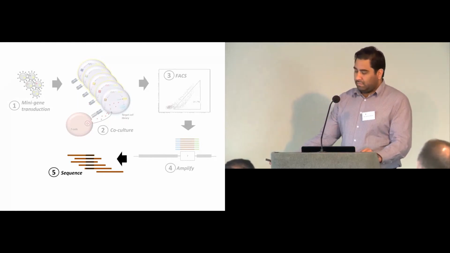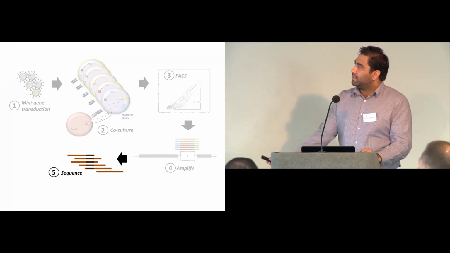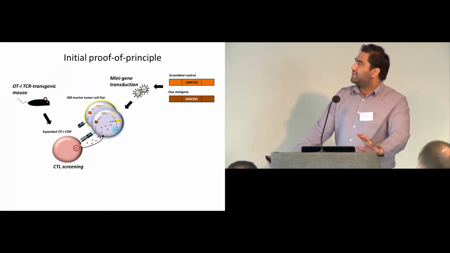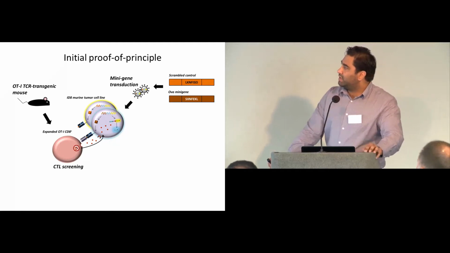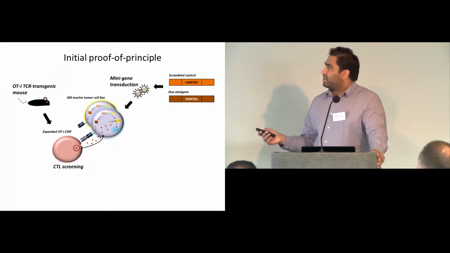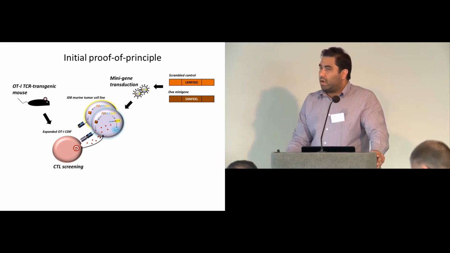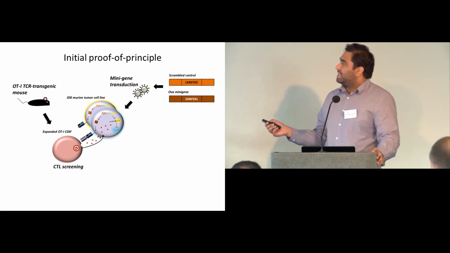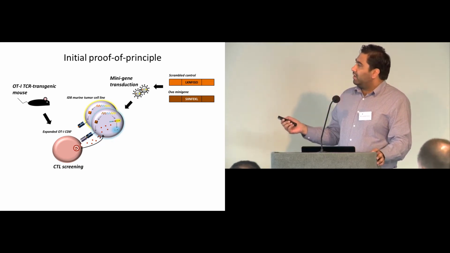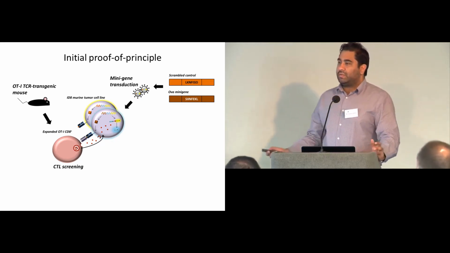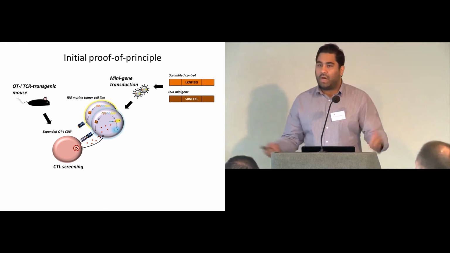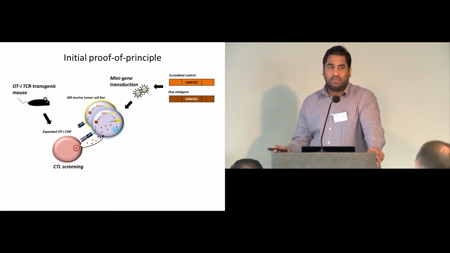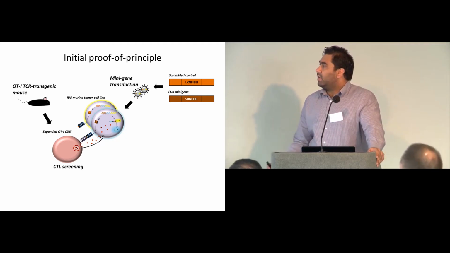To do the initial proof of principle, I didn't start with large libraries. Rather, I just started with two model minigenes. The first of which is derived from the chicken ovalbumin protein. It's just a fragment of that whole protein, but it contains at the center of it this SIINFEKL minimal epitope, which is known to elicit reactivity from the OT1 model mouse TCR. And in parallel, I constructed the same minigene, the same fragment of chicken ovalbumin, but with the SIINFEKL region scrambled. So this is my scrambled control.